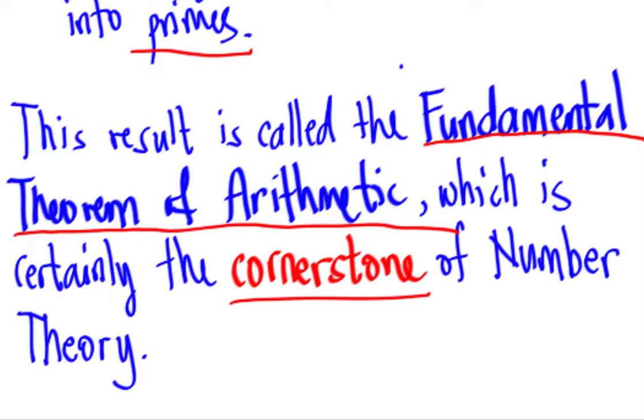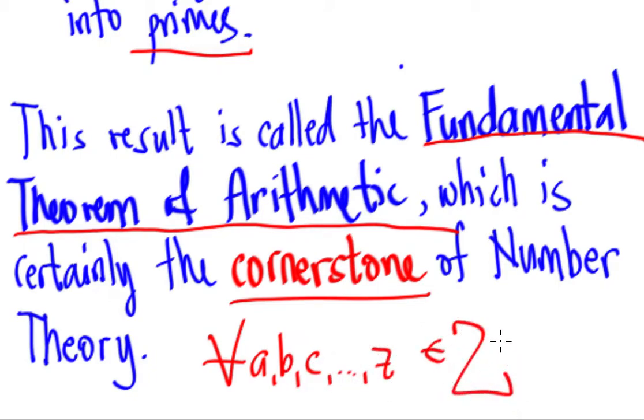Before we can even state it formally and prove it, we need to lay some groundwork first, the foundation of it, in the form of two lemmas. Throughout, assume all letters denote positive integers. So just take note, all variables A, B, C up until Z are all positive integers.